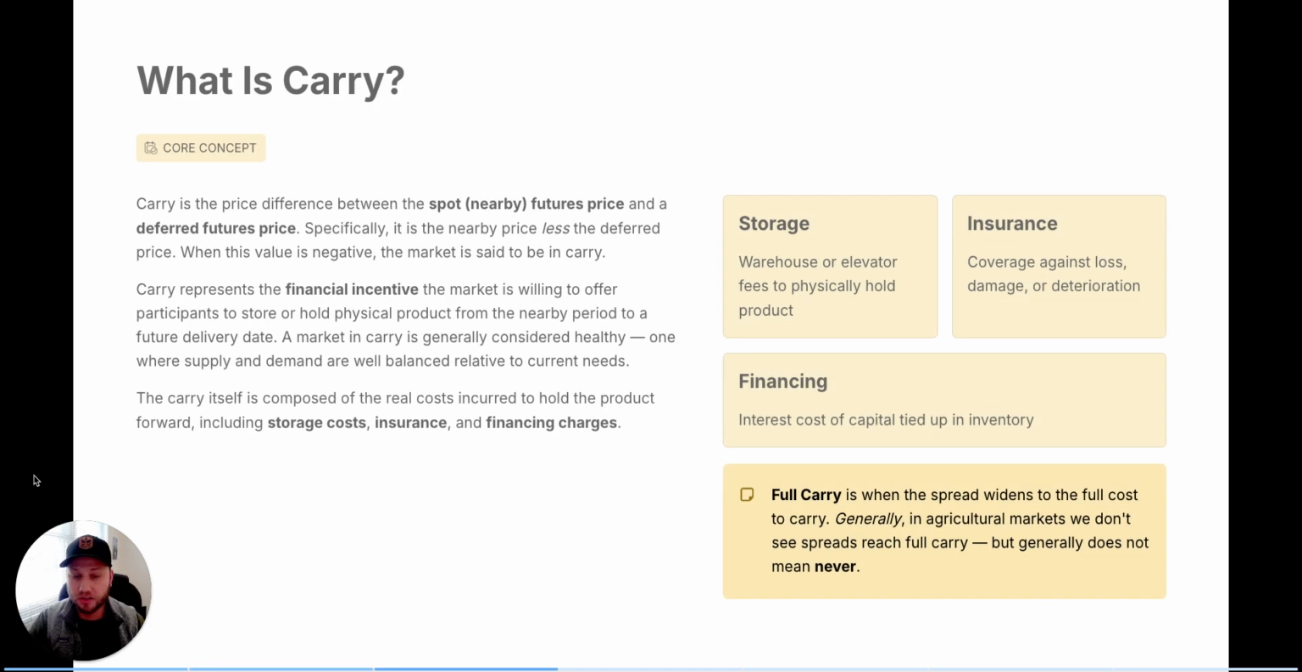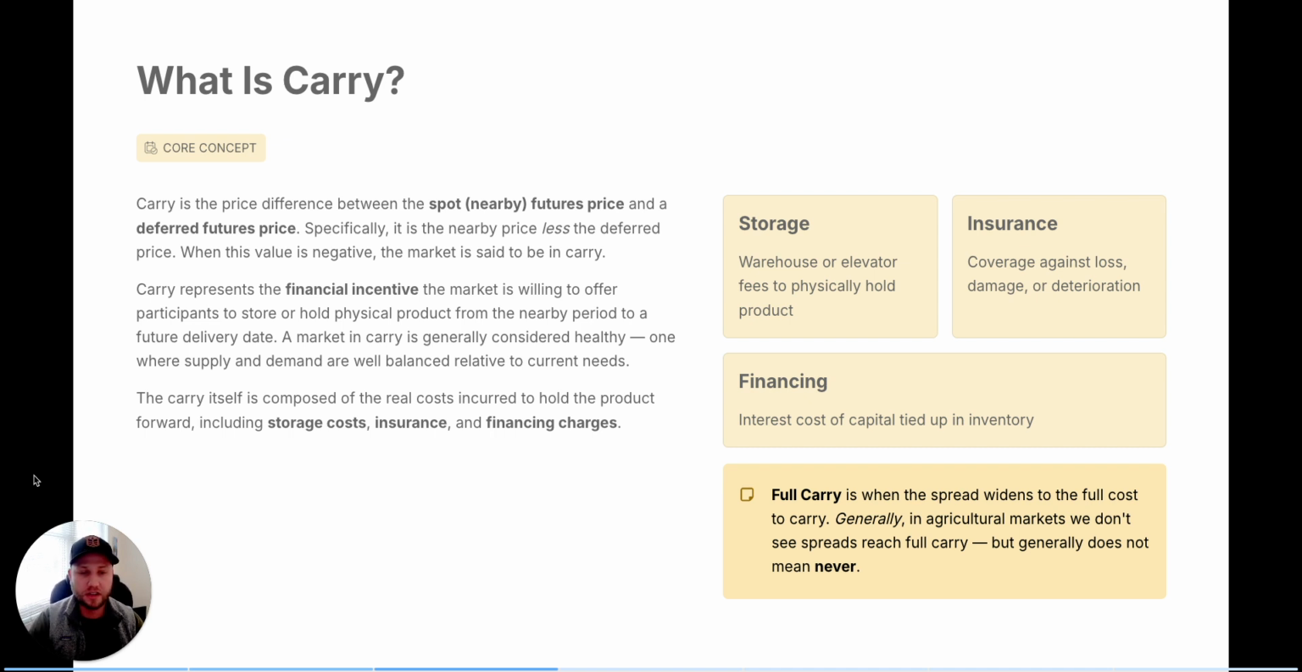So what is a carry? The carry is the price difference between the spot or the nearby futures price and a deferred futures price. So it's the nearby price less the deferred price. When the value is negative, that market is said to be in a carry. And the carry represents the financial incentive that the market is willing to pay participants to store or hold their physical product from the nearby to a later date. A market that's in carry is generally considered a healthy one, where you can say that supply and demand are relatively well balanced to what the current needs are, to even slightly oversupplied.